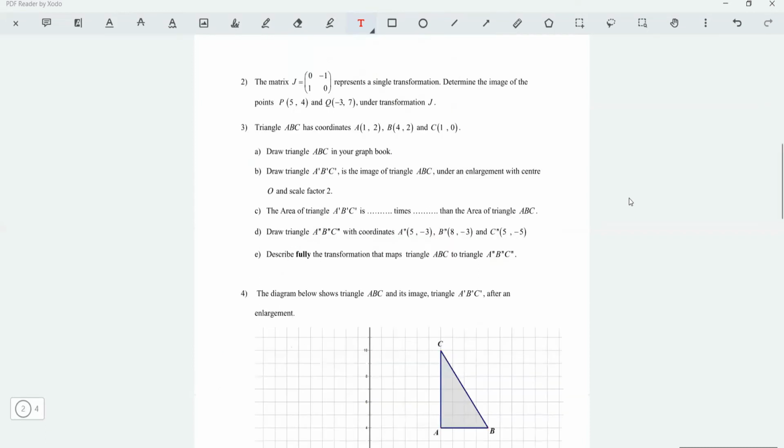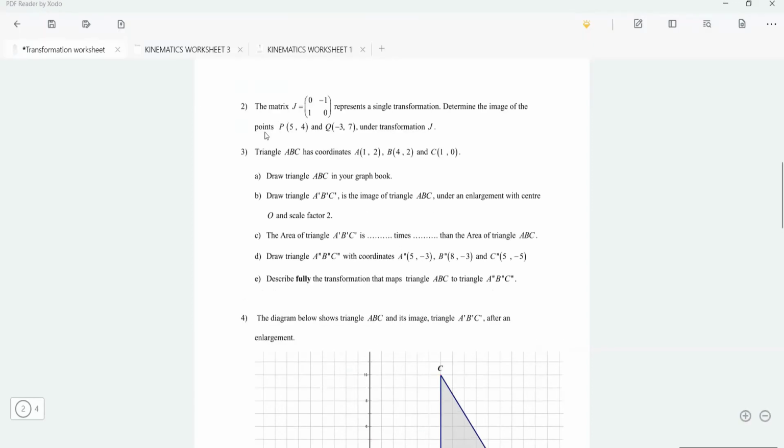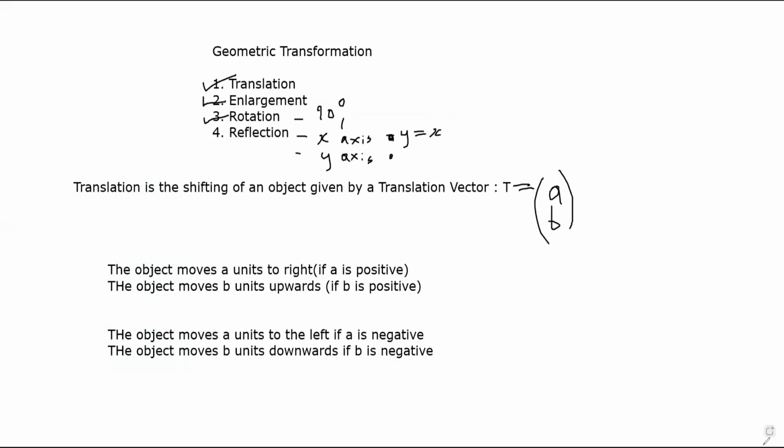That's all. Question 2. Question 2 says J is 0, -1, 1, 0, and it represents a single transformation. Determine the image of P and Q. So I'm just going to copy P and Q and take it to the whiteboard. So this is P and Q.